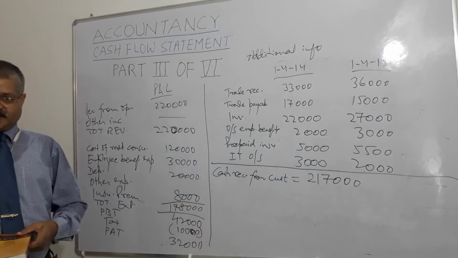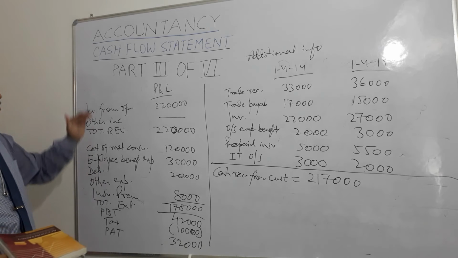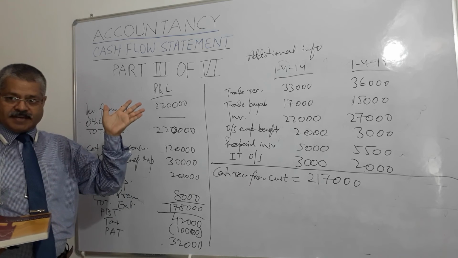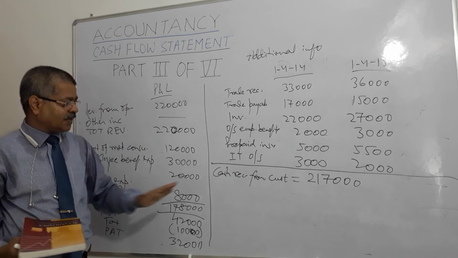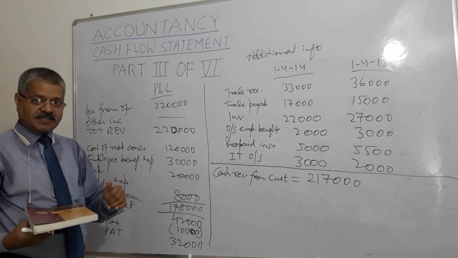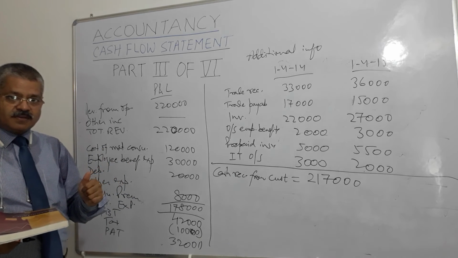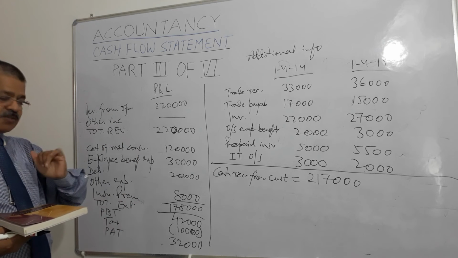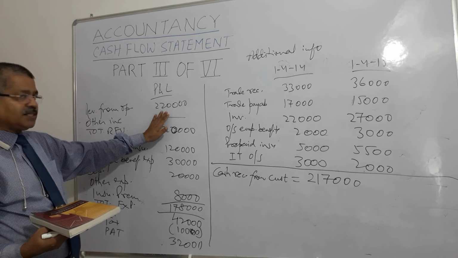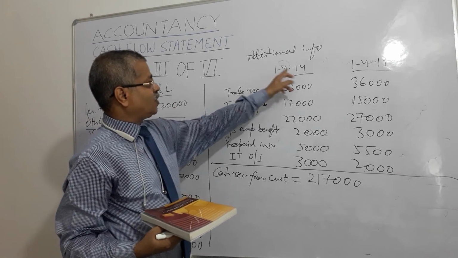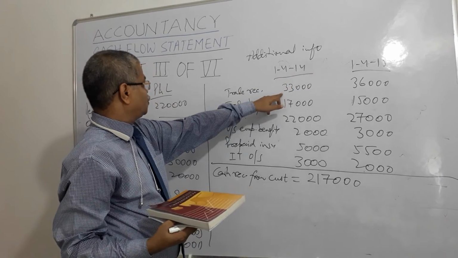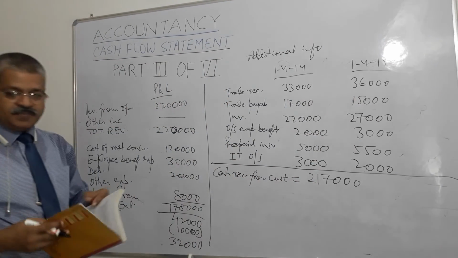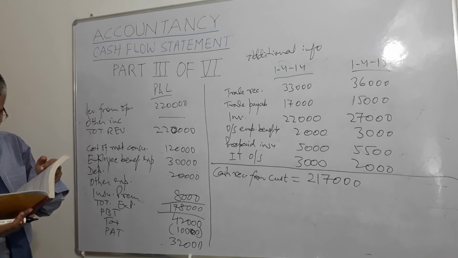We have already discussed that four major items we will discuss under operating cash flows through direct method, and those four were cash received from customer: revenue from operations plus trade receivables at the beginning minus trade receivables at the end, 2,20,000 plus 33,000 is 2,53,000, minus 36,000, 2,17,000.